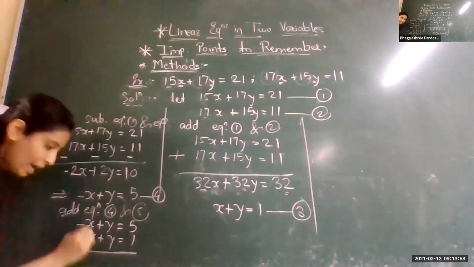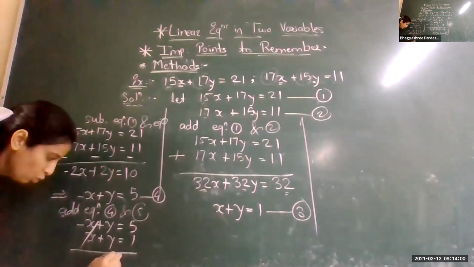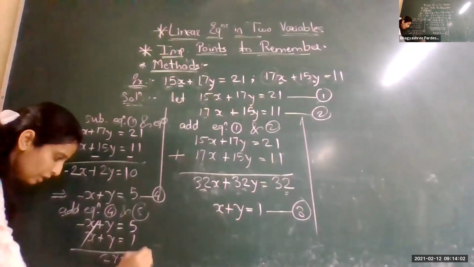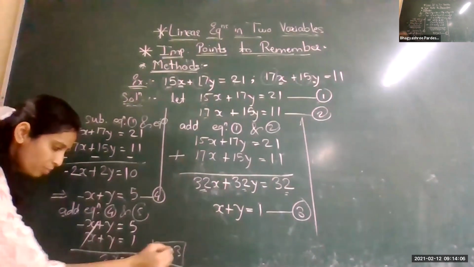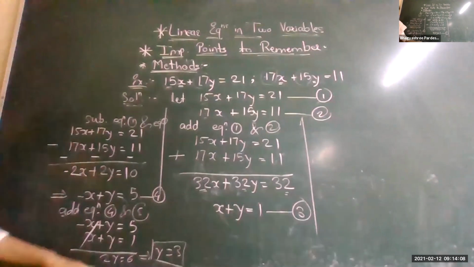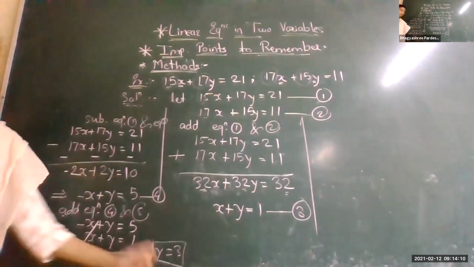So after adding, x gets cancelled, and we get 2y is equal to 6. That is y is equal to 3. Right? This is a simple one. 2y is equal to 6, so 6 divided by 2 is 3. So you get y is equal to 3.